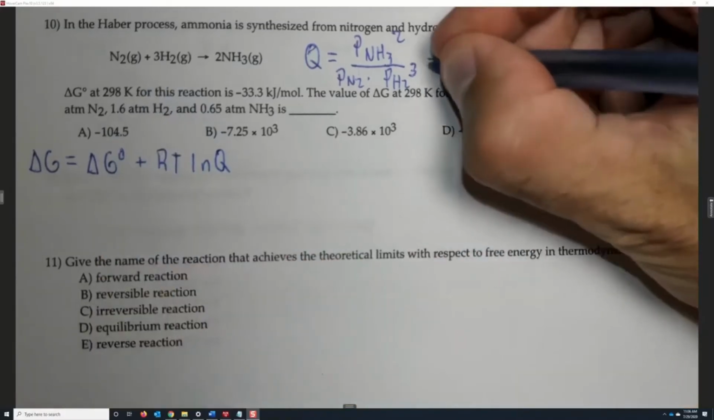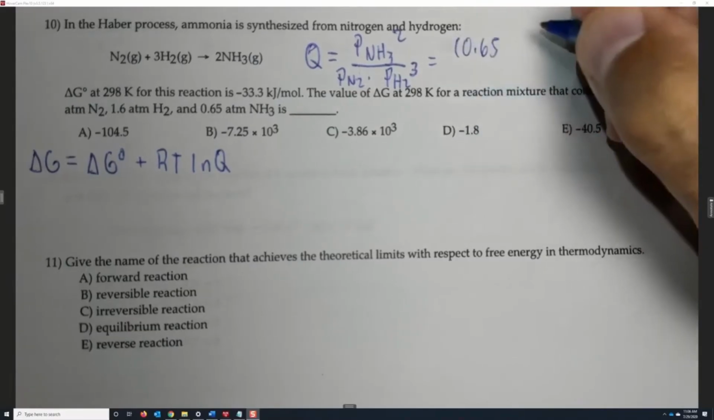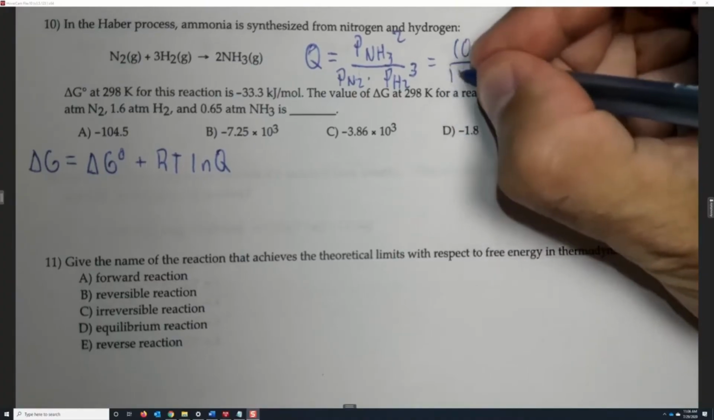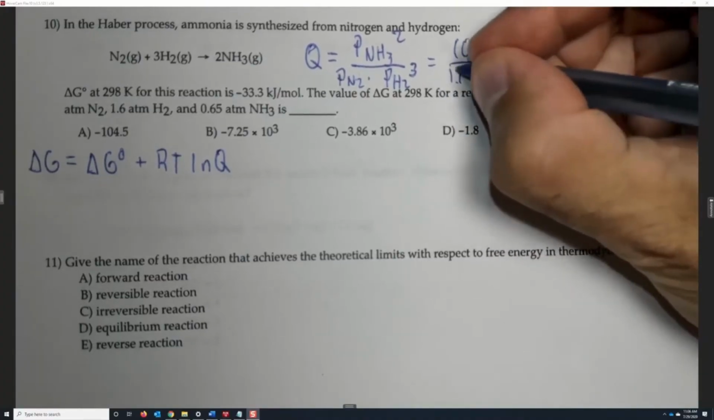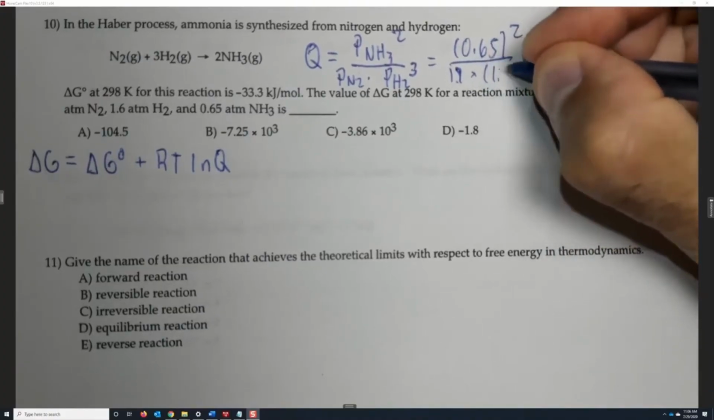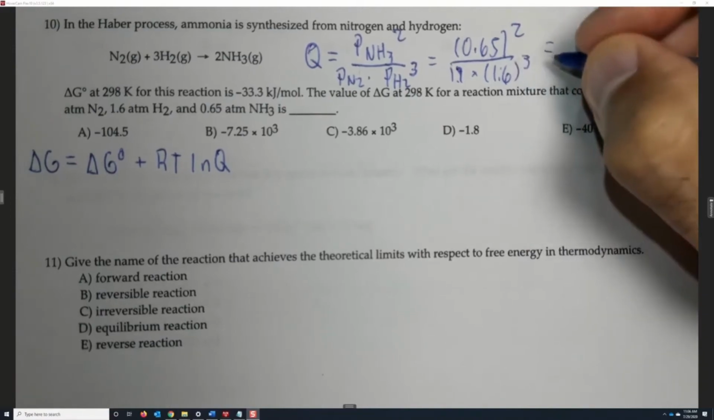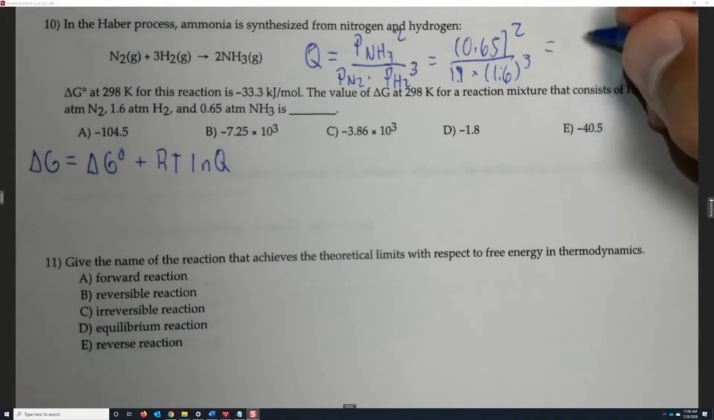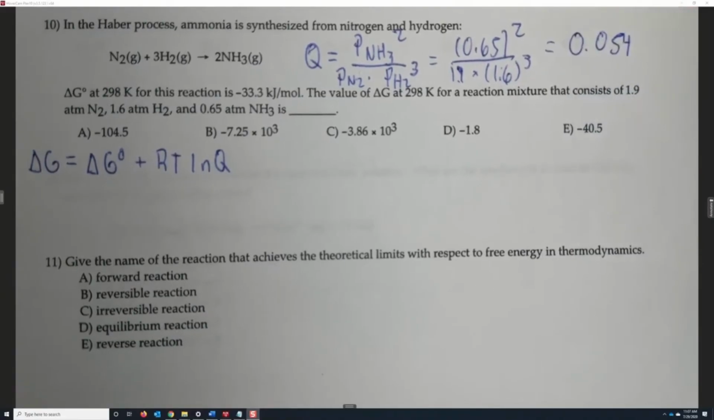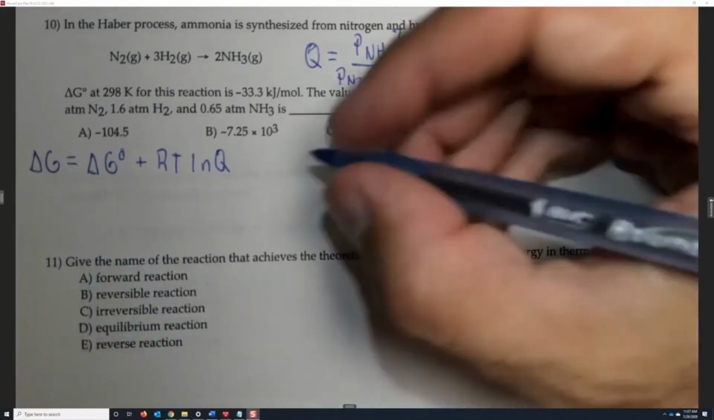All right, so when we plug in the numbers, we find that this is 0.65, that's atmospheres, squared, divided by 1.9, again, atmospheres, I'm not writing the units to save space, times 1.6 atmospheres, the pressure of the hydrogen, cubed. And when we do that math, we find that Q is 0.054.